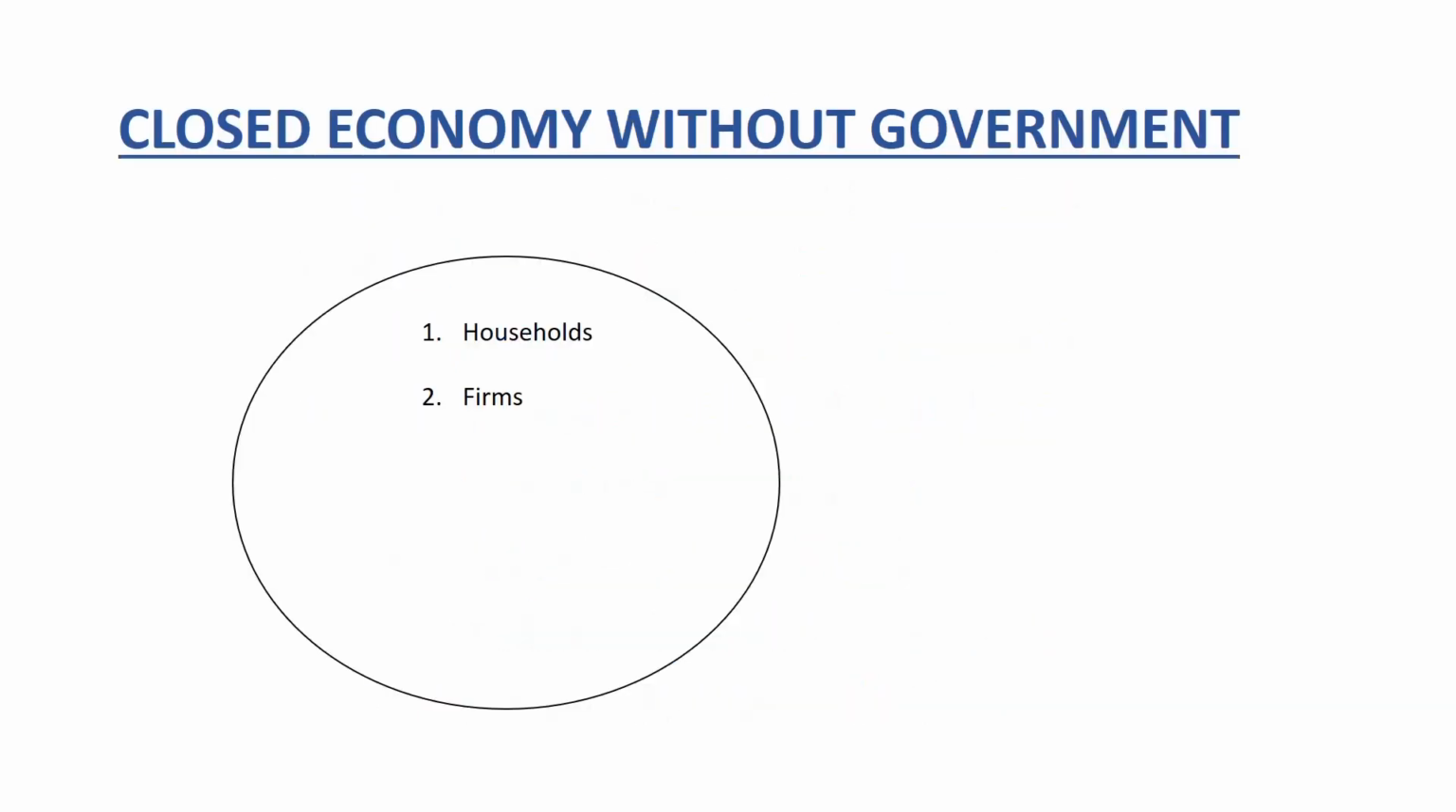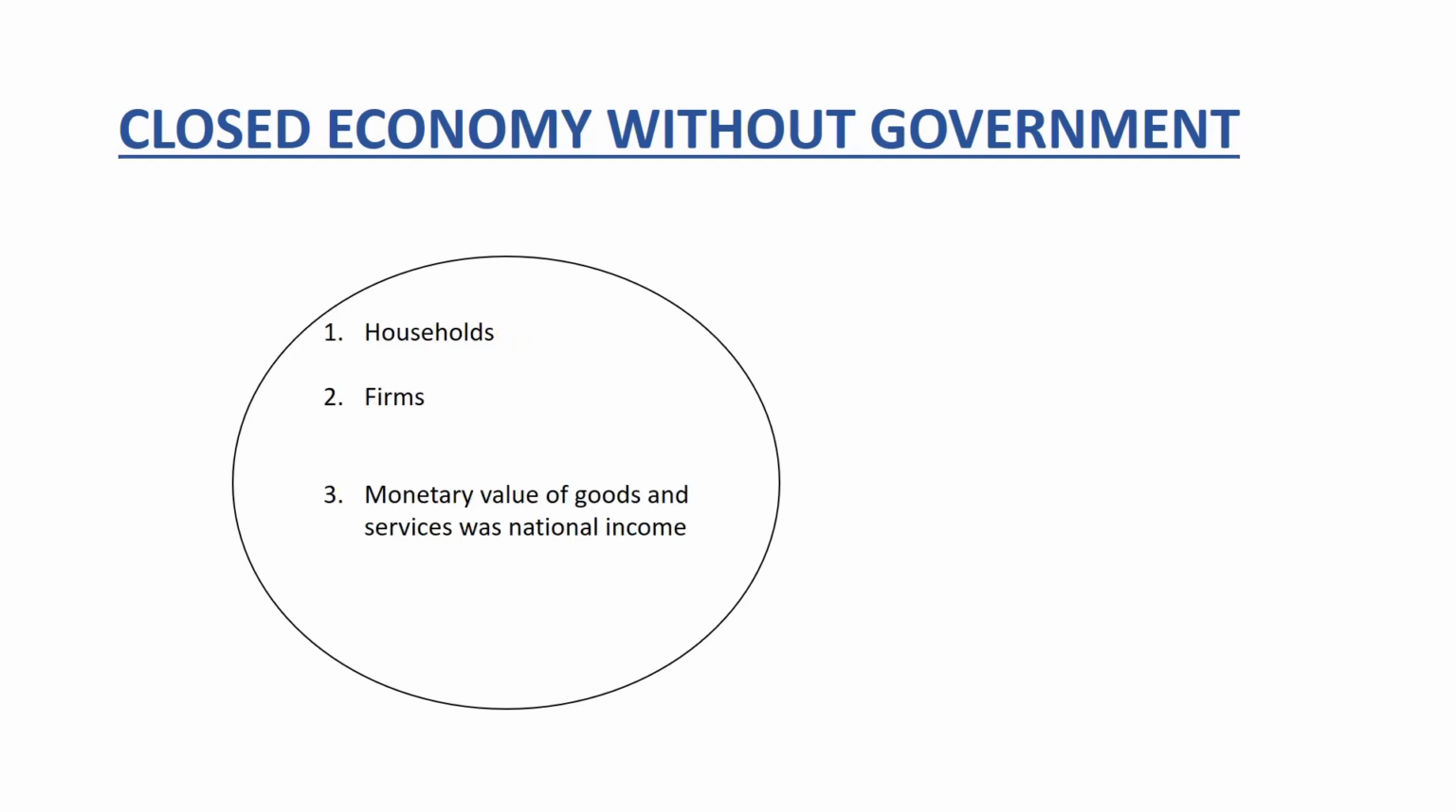Let's remember that in our earlier lesson, we started with a closed economy with no government. And because of that, we dealt with an economy consisting of only households and firms. In that economy, we saw that the monetary value of goods and services that were produced in the economy constituted national income.